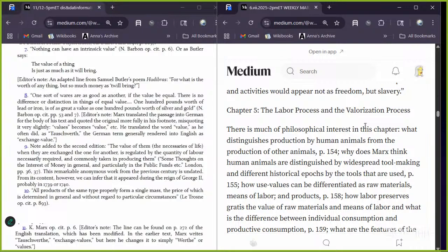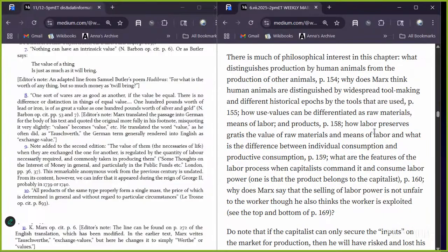Page 155. How use values can be differentiated as raw materials, means of labor, and products. Page 158. How labor preserves gratis the value of raw materials and the means of labor, and what is the difference between individual consumption and productive consumption on page 159. What are the features of the labor process when capitalists command it and consume labor power? One of these features is that the product belongs to the capitalist. This is a question of ownership.